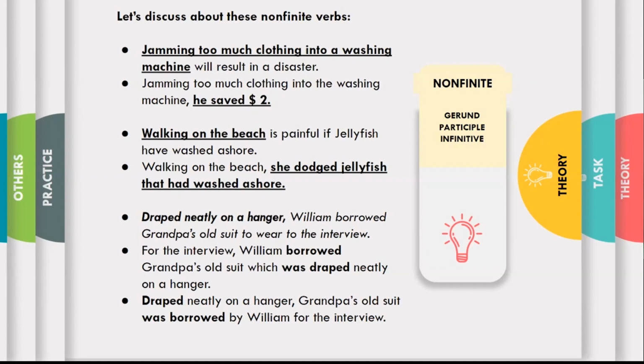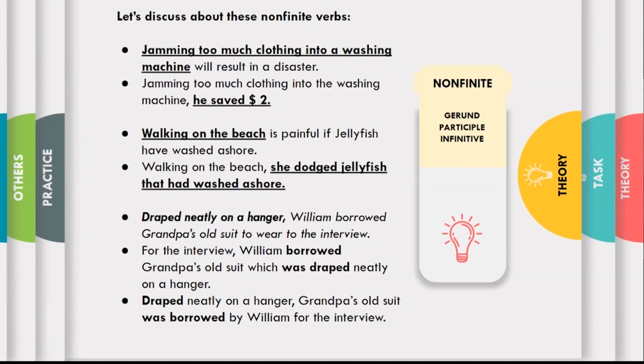It's actually modifying what she is doing. It's not the verb at all. It's not the subject at all. The subject is this. He saved $2. How did he save $2? By jamming too much clothing into the washing machine. So he put all these clothes together in the washing machine or in the dryer. But in the first sentence, jamming too much clothing into the washing machine will result in a disaster. So it's the subject there, and here it's a verb, the main verb.